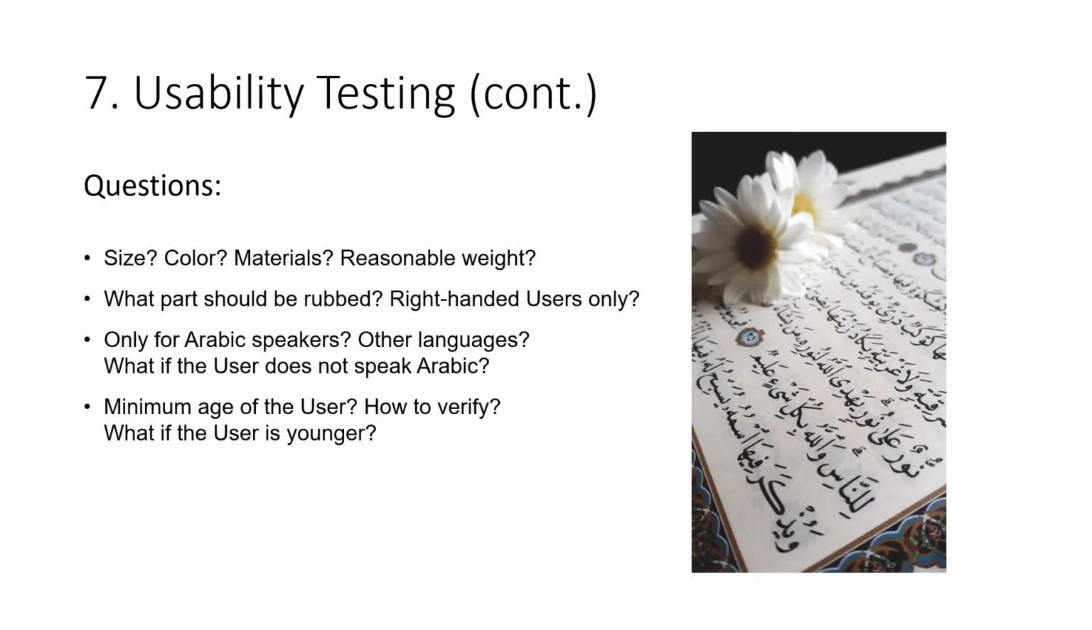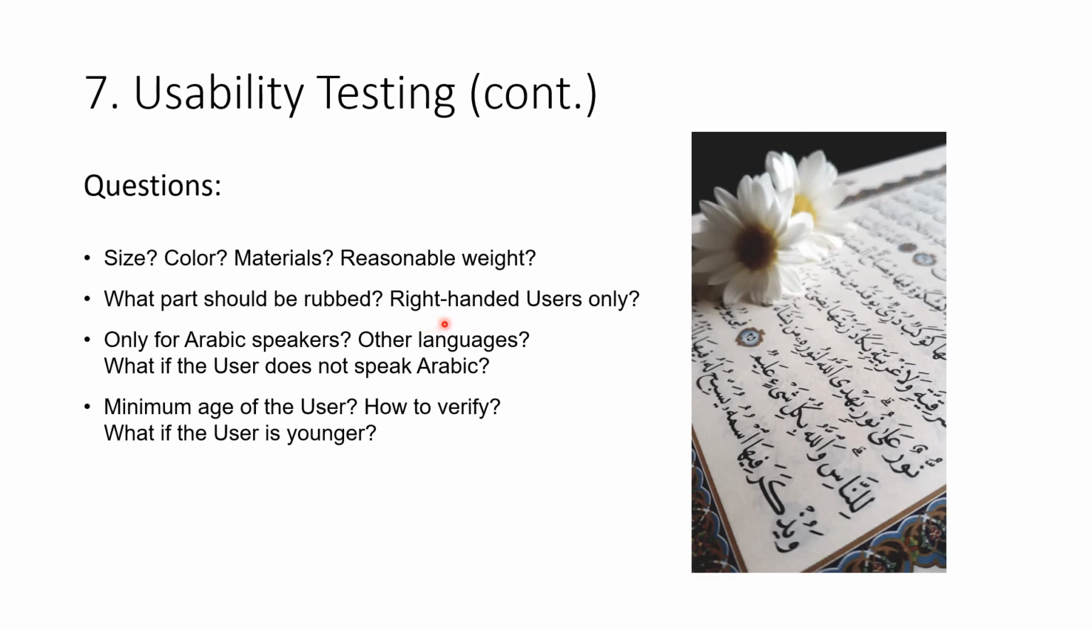But we also have some questions regarding the usability testing. So, what is the size, color, or materials of the lamp? And what is its reasonable weight? Because all of these are important for usability. What part of the lamp should be rubbed? For example, can I summon the genie by rubbing the handle or the lid? And is it for right-handed users only, or does it also support left-handed users?